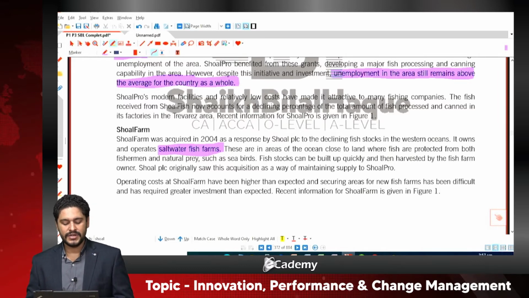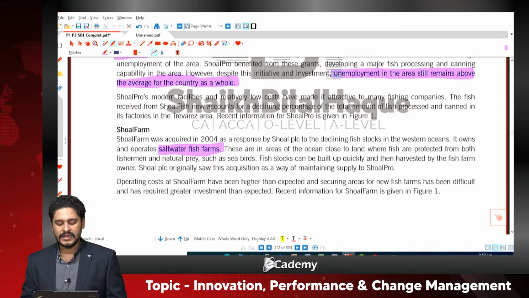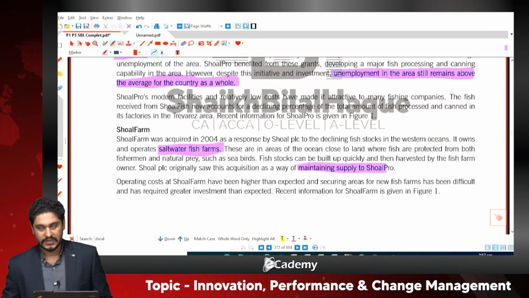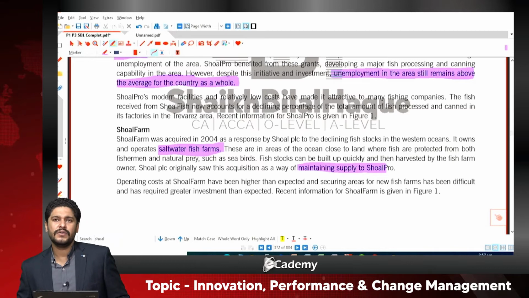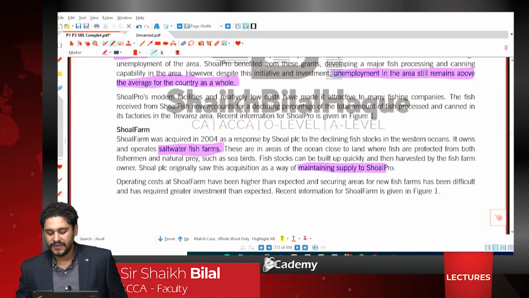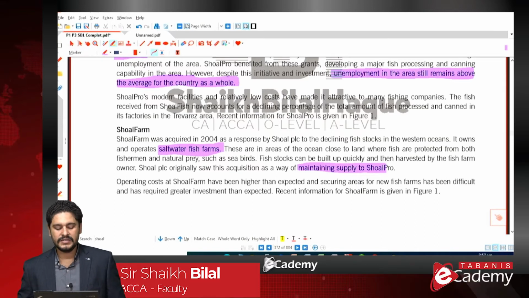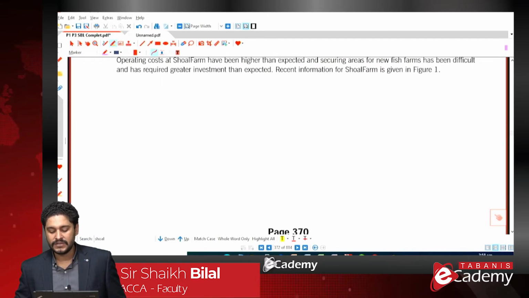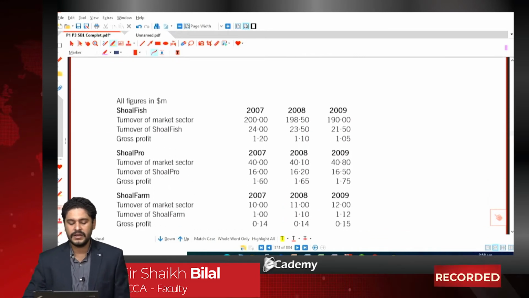Shoal PLC originally saw this acquisition as a way of maintaining the supply to Shoal Pro. So they wanted to cater to the 40% demand of Shoal Pro. But operating costs at Shoal Farm have been higher than expected, and securing areas for the new fish farm has been difficult and has required greater investment than expected. Recent information on Shoal Farm is given in figure number 1. So the majority of the information is given in figure number 1.